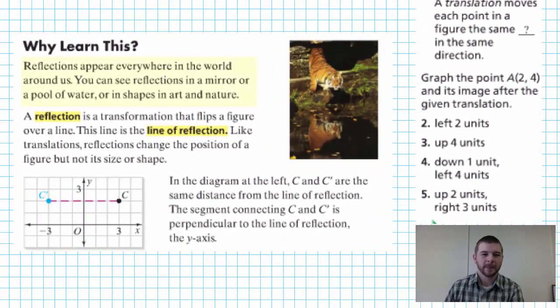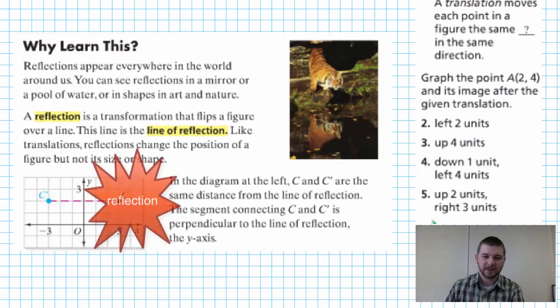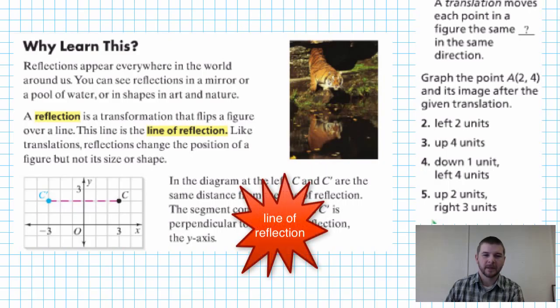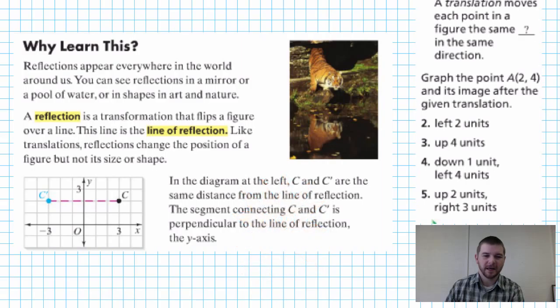Why learn this? Reflections appear everywhere in the world around us. You can see reflections in a mirror or a pool of water, or in shapes, in art and nature. A reflection is a transformation that flips a figure over a line. This line is the line of reflection. Like translations, reflections change the position of a figure, but not its size or shape.